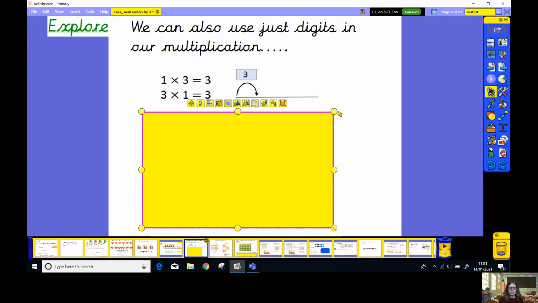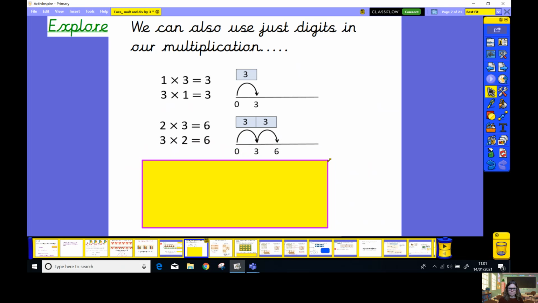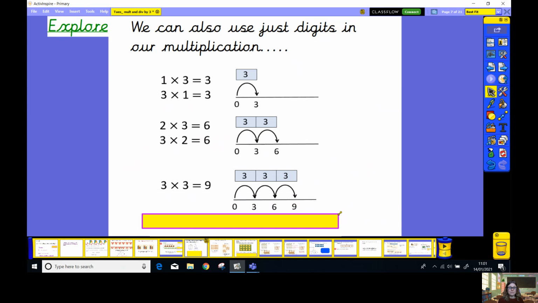Now, my next one I'm going to do is I'm going to jump up 2 jumps of 3. 1, 2. So my calculation would be 2 times 3. And the answer obviously would be 6 because I add on 3 to 3 and it equals 6. Now my next one I'm going to do is 3 times 3. Pause the video now and have a think what the next number would be. Well done. Our next answer would obviously be 9 because 3 add on another 3 would be 6. Add on another 3 after that would be 9. 3 times 3 equals 9.